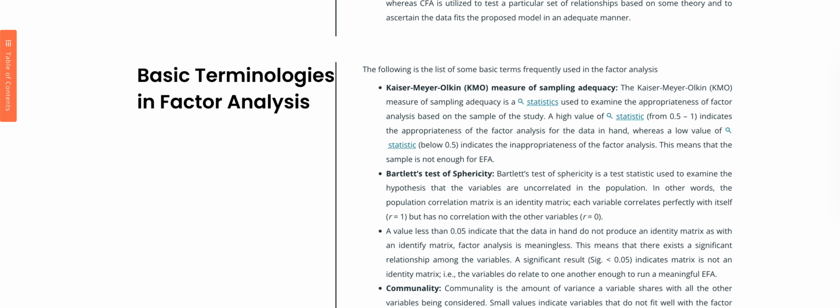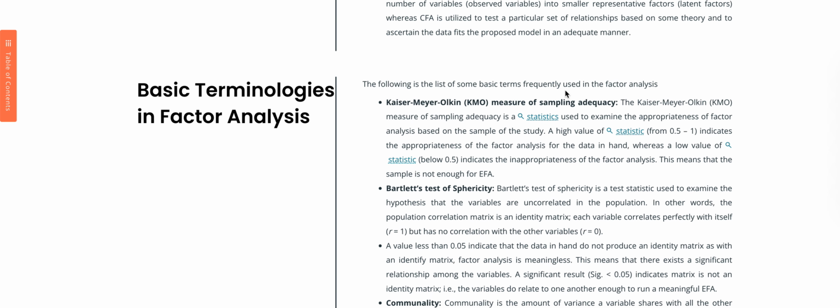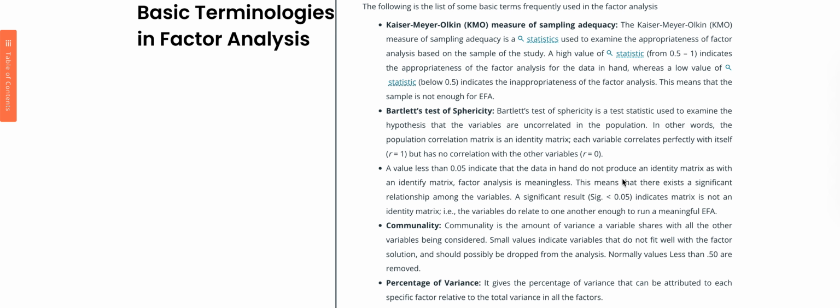A higher value, from 0.5 to 1, indicates the appropriateness of factor analysis for the data in hand, whereas a low value of the statistic, below 0.5, indicates the inappropriateness of factor analysis. This means that the sample is not enough for EFA. So if KMO is less than 0.5, the sample is not appropriate. If it is more, then the sample will be appropriate.